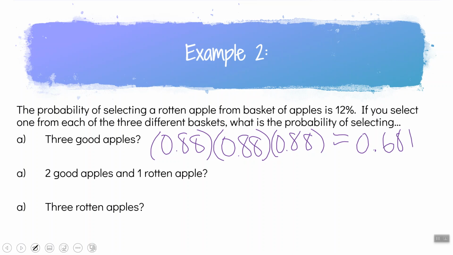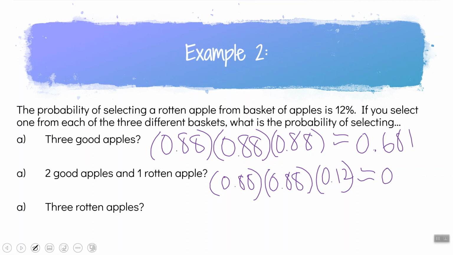What are the odds of selecting 2 good apples and then a rotten apple? Well, the odds of getting a good apple in the first basket is 88%. The second basket is 88%. The third basket, if I select a rotten, the odds is 12%. And if I multiply all that out, I get about 0.0093, about 9.3%.